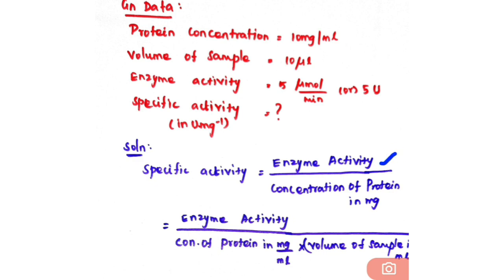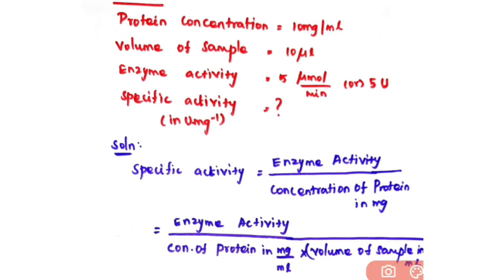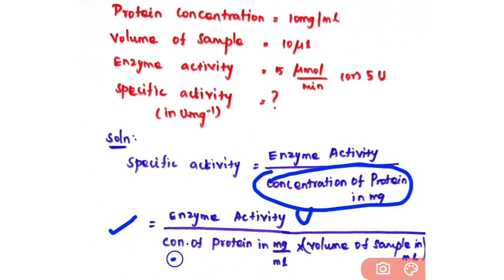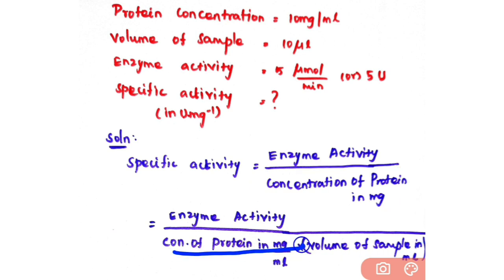Enzyme activity they have given in units, 5 units, then concentration of protein in mg. Here they have given protein concentration as 10 mg per ml, but we need protein concentration in mg. To convert this 10 mg per ml into mg, you have to multiply the denominator of your formula with the volume of sample. You can write this term as concentration of protein in mg per ml times volume of sample in ml. Here ml will cancel out, and you will get concentration of protein in mg.